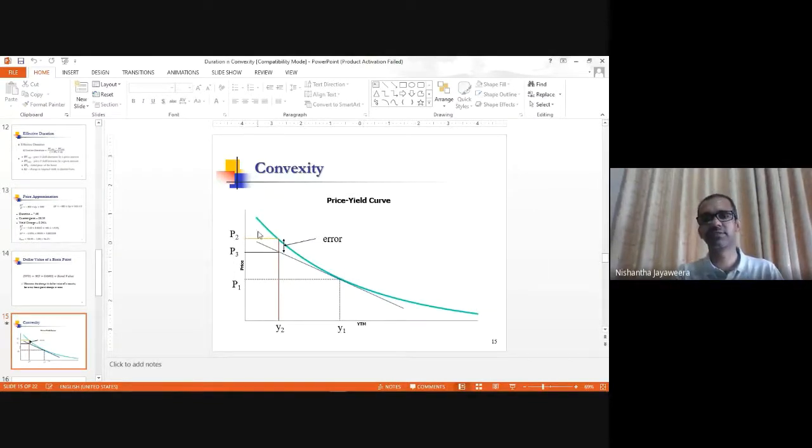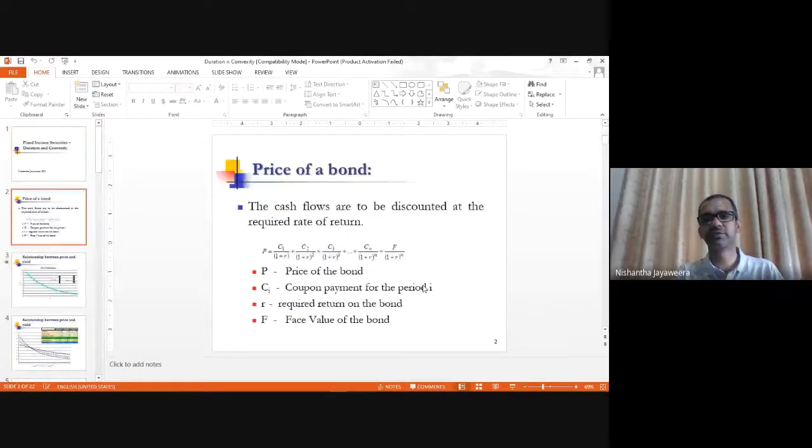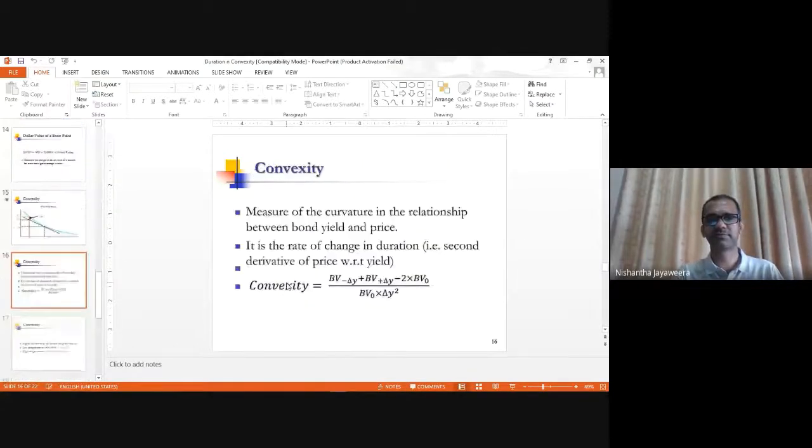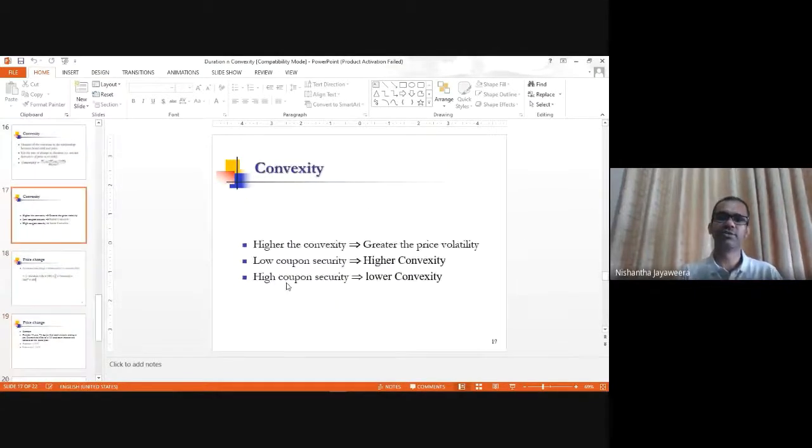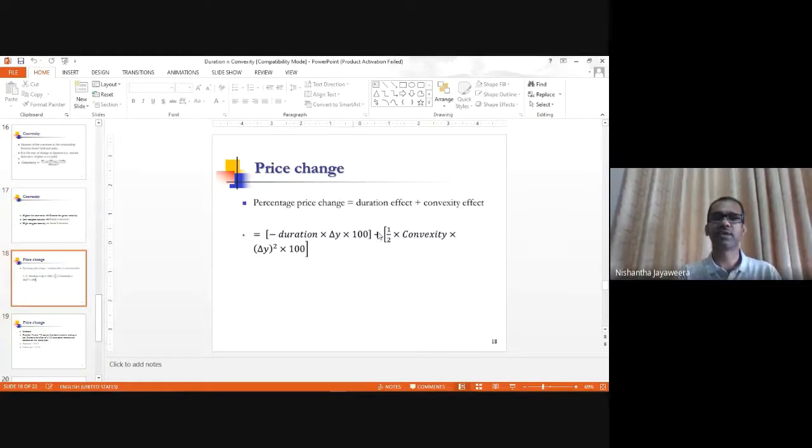Today we discussed the first derivative of the price-yield relationship, that is duration. Tomorrow, not tomorrow, next week, we are going to discuss the second derivative, the convexity. So better you come with refreshed knowledge on duration. Then we are going to calculate a yield change with the duration effect and convexity effect, and try to approximate the price as close as possible to the actual one.